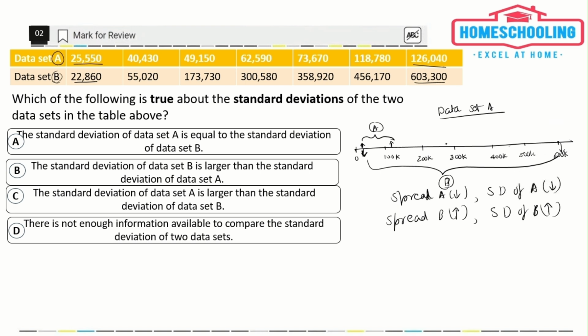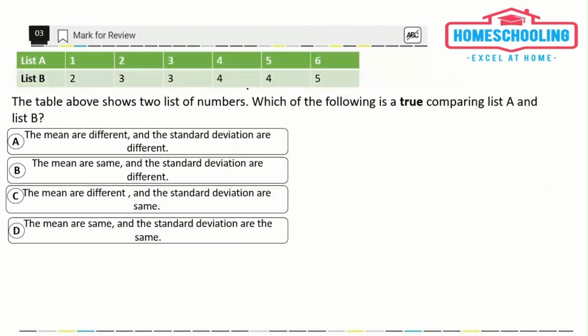So now let's go through the options. Option A, standard deviation of data set A is equal to, no, this is incorrect. Standard deviation of data set B is larger than A, as we can see, since the spread of B is greater. So option B will be your correct answer. Now let's move on to the next question.